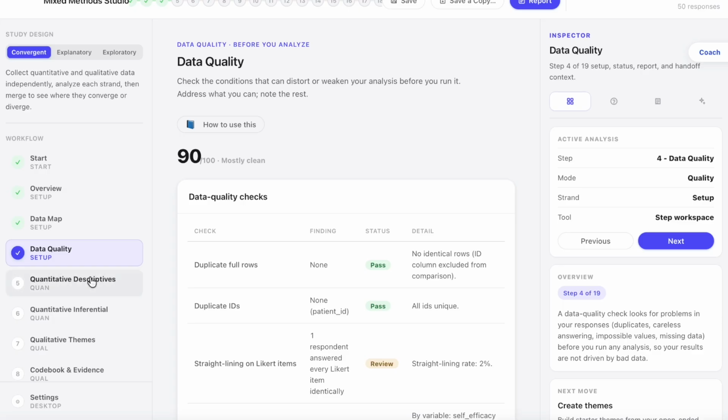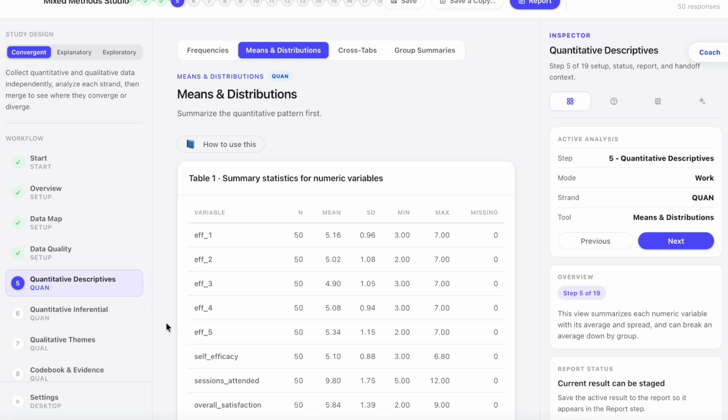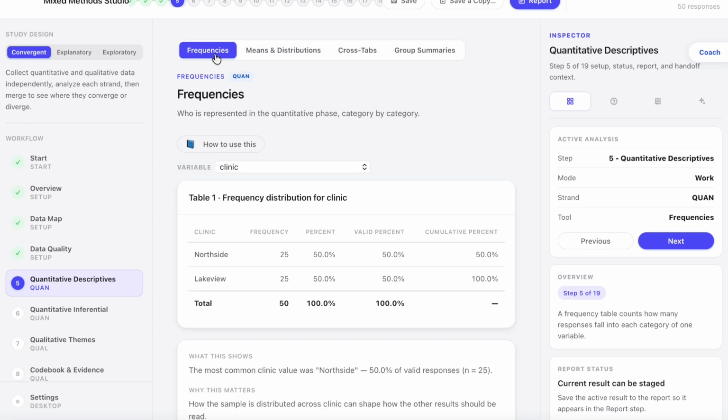In quantitative descriptives, MM Studio gives you 4 views: frequencies, means and distributions, cross-tabulations, and group summaries. I'm going to break everything out by clinic. First, the frequencies table shows that 25 patients are in the Northside cohort and 25 are in Lakeview.